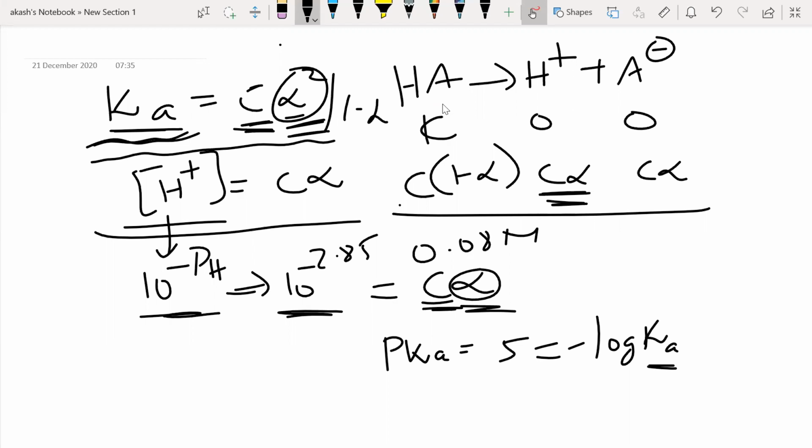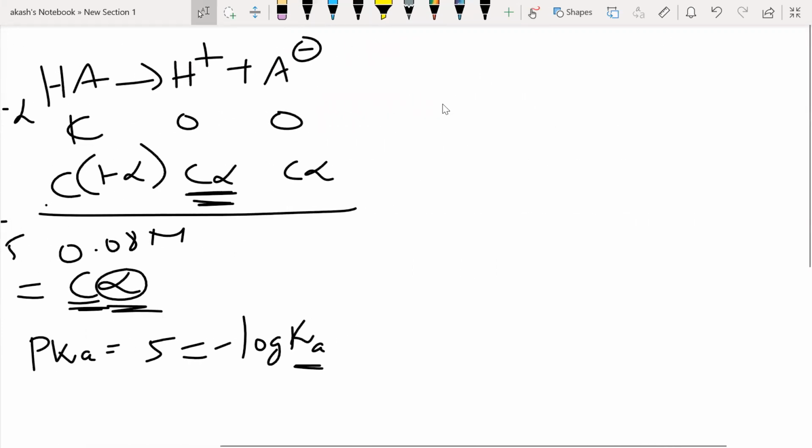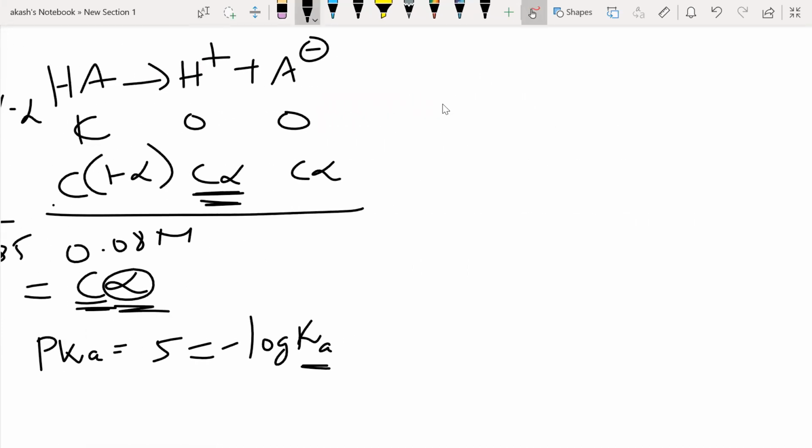Okay, and now I think I have to teach you some mathematics. So log works like this, people. When I have log A to the base B is equal to C.